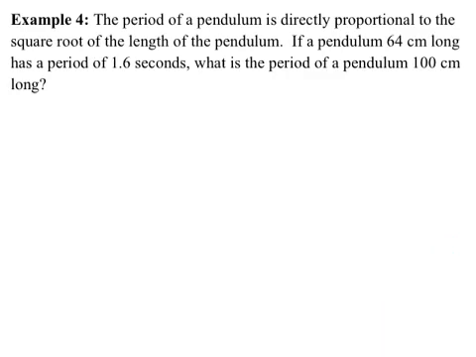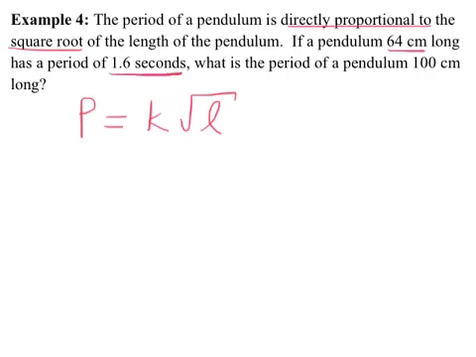All right, let's take a look at the last example here. Example 4. The period of a pendulum is directly proportional to the square root of the length. So let's write this. The period is directly proportional to the square root of the length. So instead of B cubed or x squared, this is directly proportional to the square root. So directly proportional is the equals k part, and then this is the square root of L here. If a pendulum 64 centimeters long, that's L, has a period of 1.6, so we know L, we know P, we can plug those in right away.